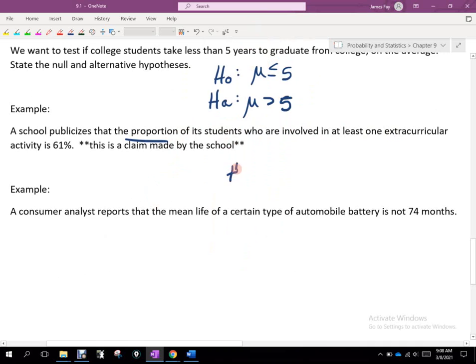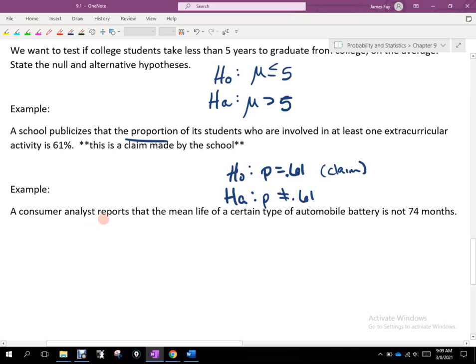My null hypothesis: the proportion of its students who are involved in at least one extracurricular activity is 61%, and I'm going to write it as 0.61. That is what the school is saying. We would argue that this is the claim. So we will either reject or not reject the claim here. Does that make sense? What would my alternative hypothesis end up being? Not equal to 0.61.